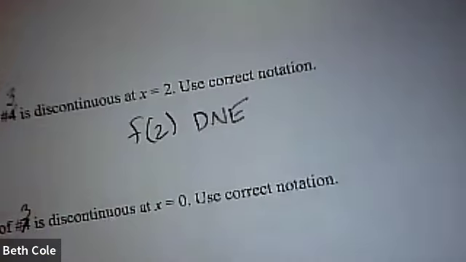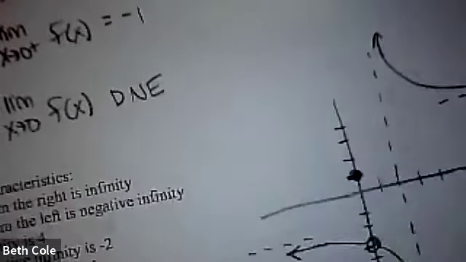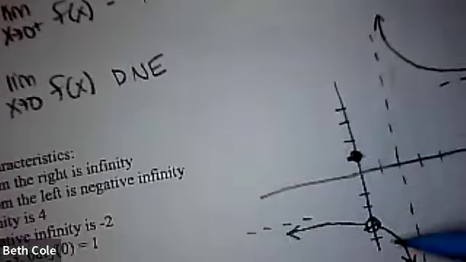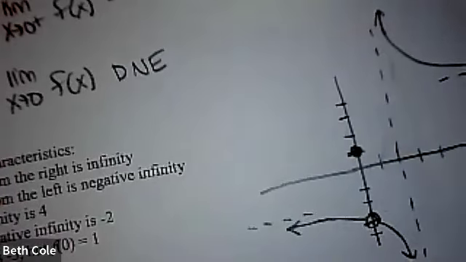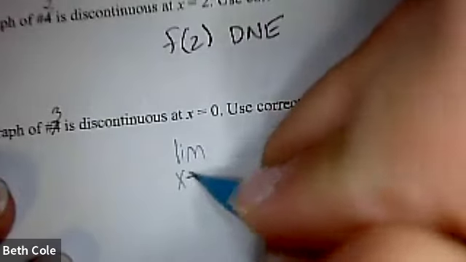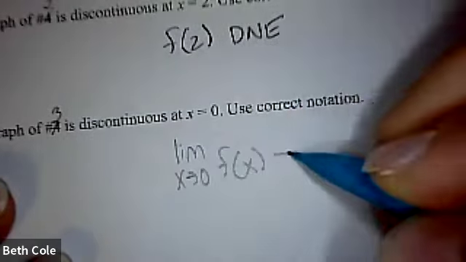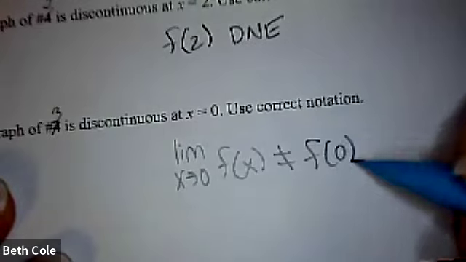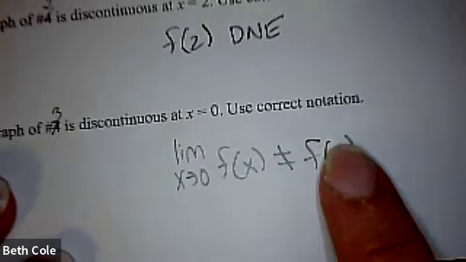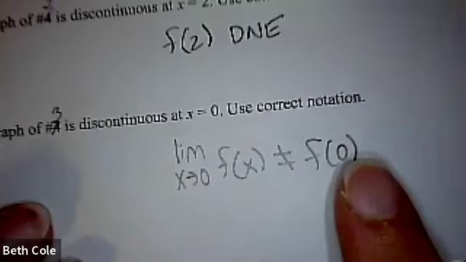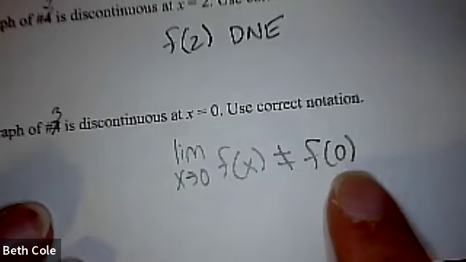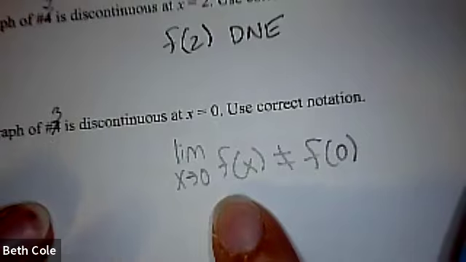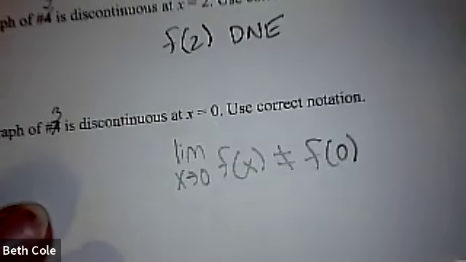So state why that graph is discontinuous at 0. At 0, we have a point, we have a limit, both sides come together here, but they don't equal each other. This is the one that's a little bit harder to write. We're going to say limit as x goes to 0 of the function doesn't equal the point at 0. So you have a point and you have a limit, but they're not equal. The point is up there at 1 and the limit is down there at -3.